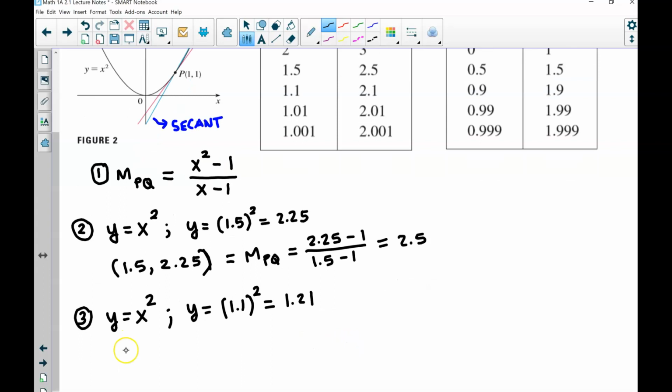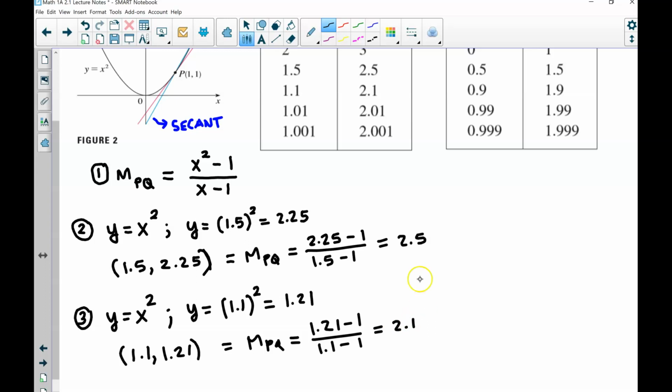So again, using the same procedure from our previous step, we know that the input is 1.1 and the output is 1.21. Now what we want to do is find the slope of the line through 1, 1 and the point close to it, 1.1, 1.21. So let's go ahead and discover that. We have MPQ, and we know that y2 is 1.21, and we're subtracting 1, and then we're going to take 1.1 and subtract 1. So what happens there? You have 1.21 minus 1, and you're dividing that by 1.1 minus 1. And so now you end up getting a slope of 2.1.